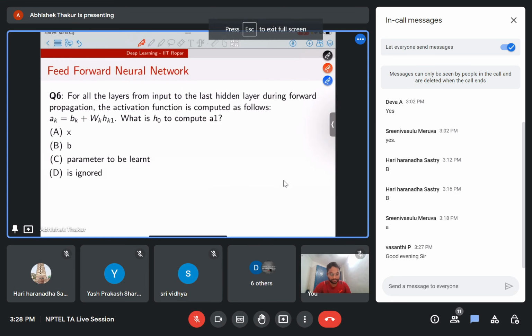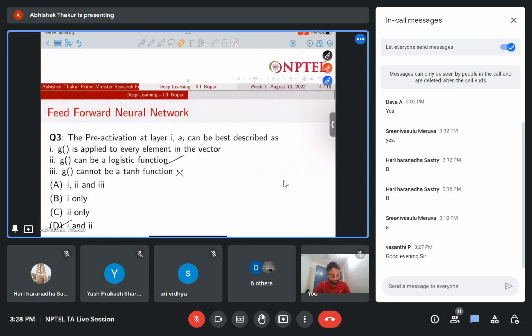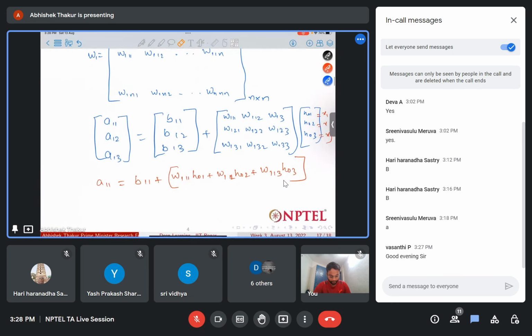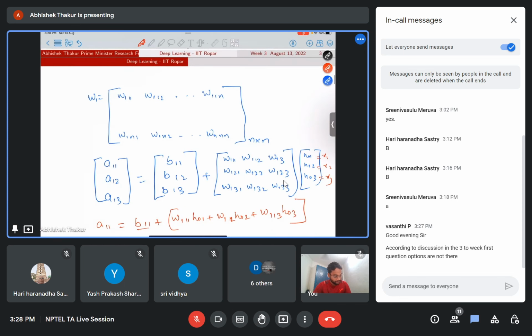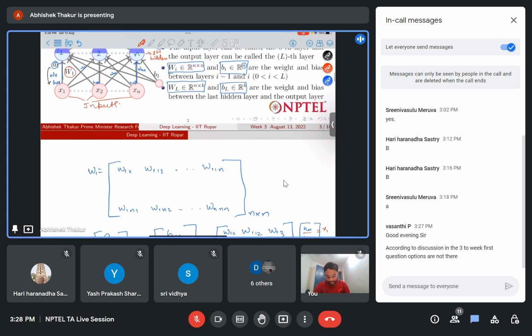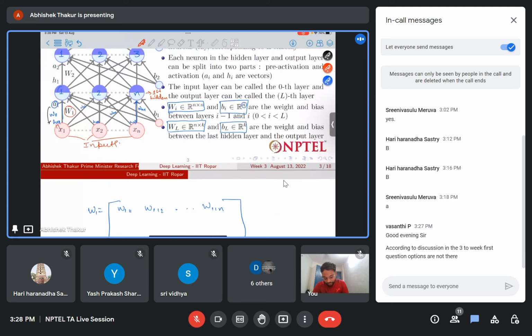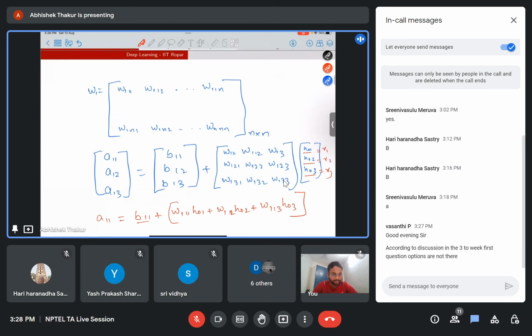Like we have already discussed in the previous question, here, as you can see, our a11 is becoming, here you can see h naught 1, h naught 2 and h naught 3. This value is equal to x1, x2 and xn. h naught n is equal to xn. What, according to the discussion in week 3, first, the question options are not there. I could not understand what you wrote.